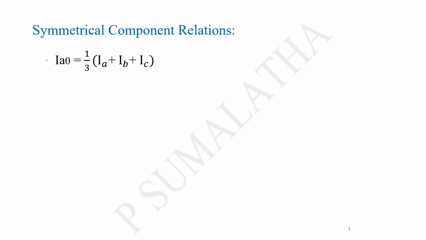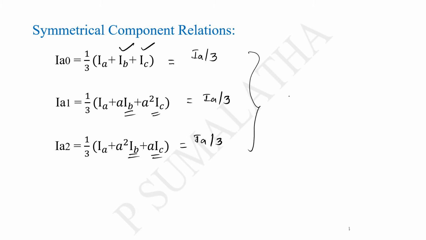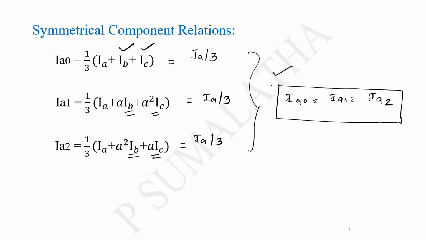Symmetrical component relations. We know current IA0 is equal to 1 by 3 of IA plus IB plus IC. We know IB and IC values are equal to 0. This will be equal to IA by 3. Similarly, current IA1, here also IB and IC are equal to 0. This will be equal to IA by 3. And current IA2 is equal to, here also these two will be equal to 0, IA by 3. So from these three conditions we know the current IA0 is equal to IA1, that is equal to current IA2 value. It is a direct relation. All three values are in series with each other.